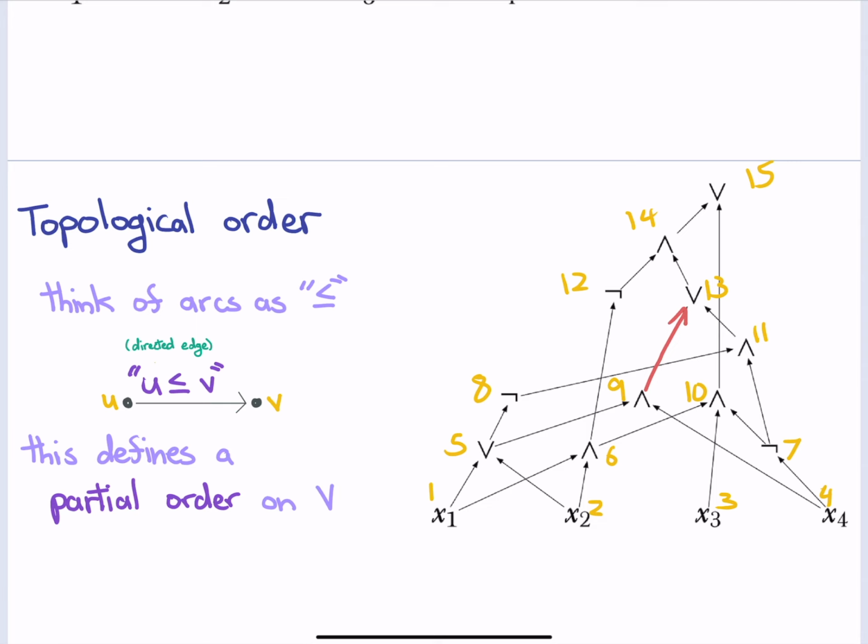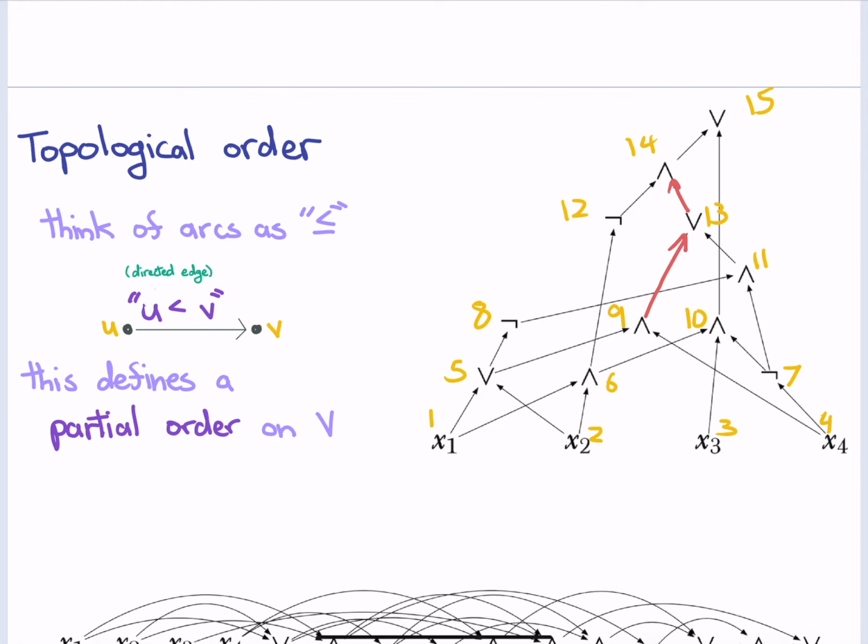Because it's transitive, right? If I look at these two edges, I also know that 9 has to be evaluated before 14, because 9 has to come before 13, and 13 has to come before 14, so it's transitive. Sorry? Oh, that's true. I could have just written less than. That's completely fine.